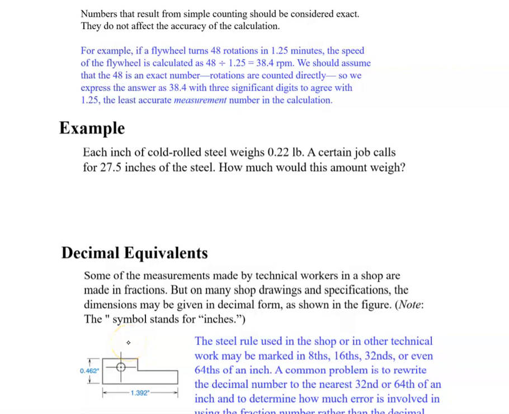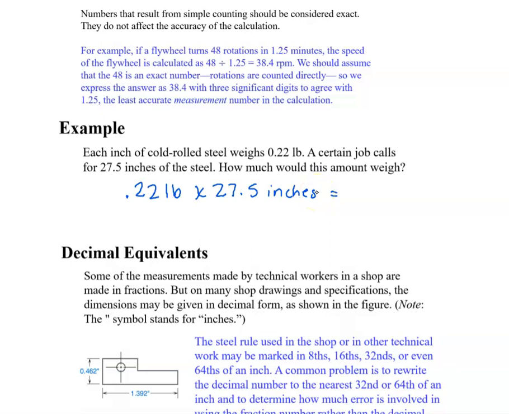Each inch of cold rolled steel weighs 0.22 pounds. A certain job calls for 27.5 inches of the steel. How much would this amount weigh? So it says each inch weighs 0.22 pounds, so we would need to take our 22 hundredths of a pound and multiply it by 27.5 inches.